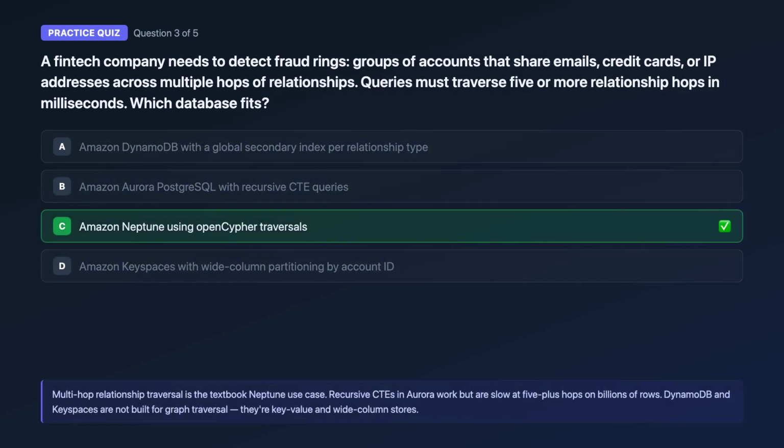The answer is C. Multi-hop relationship traversal is the textbook Neptune use case, and the mention of openCypher is a dead giveaway. Recursive CTEs in Aurora work but get slow at 5+ hops on billions of rows. DynamoDB and Keyspaces are not built for graph traversal. They're key-value and wide column stores.